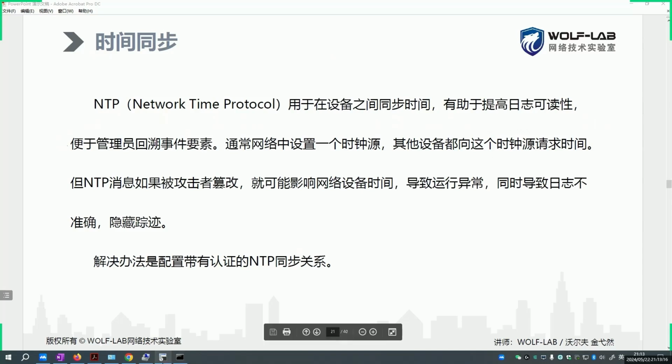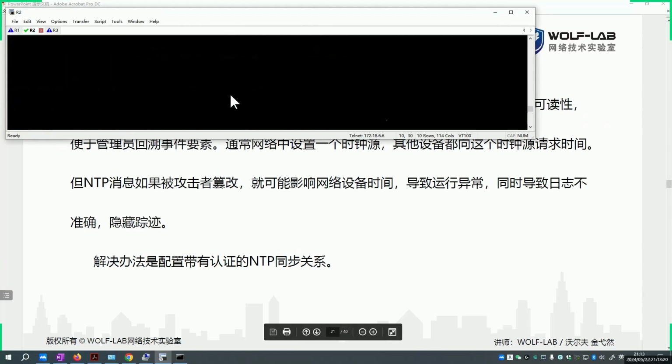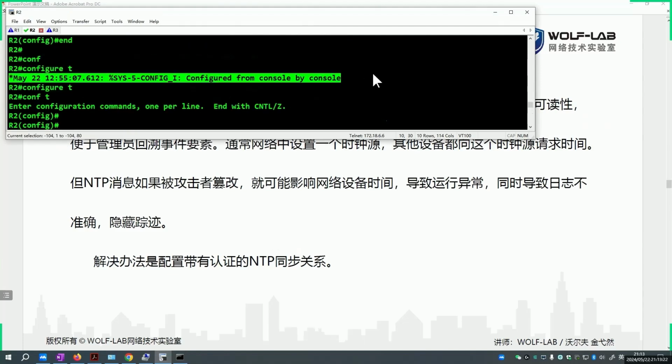At the same time, when we configure our devices, they will display a message like this. This message, we call it a log. That is, a log with a timestamp in front.